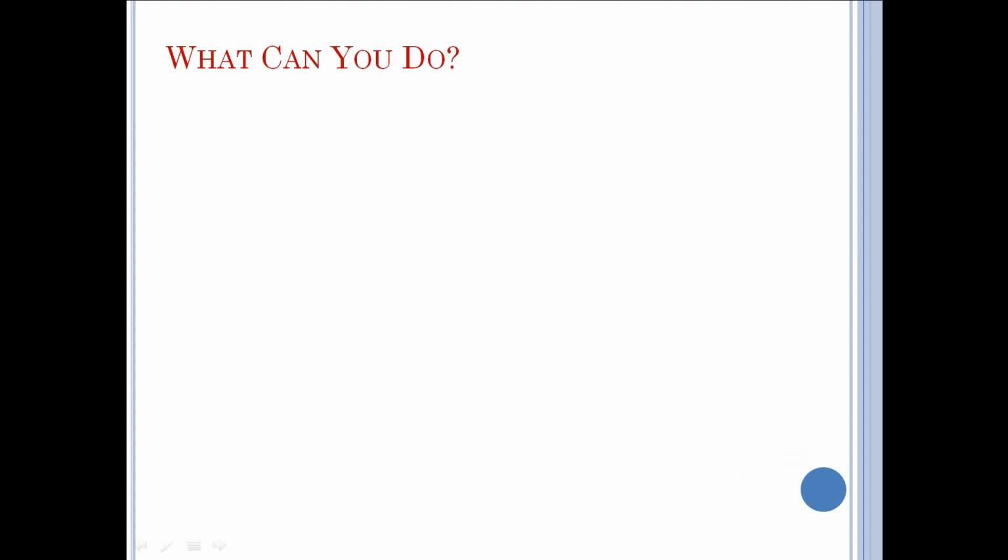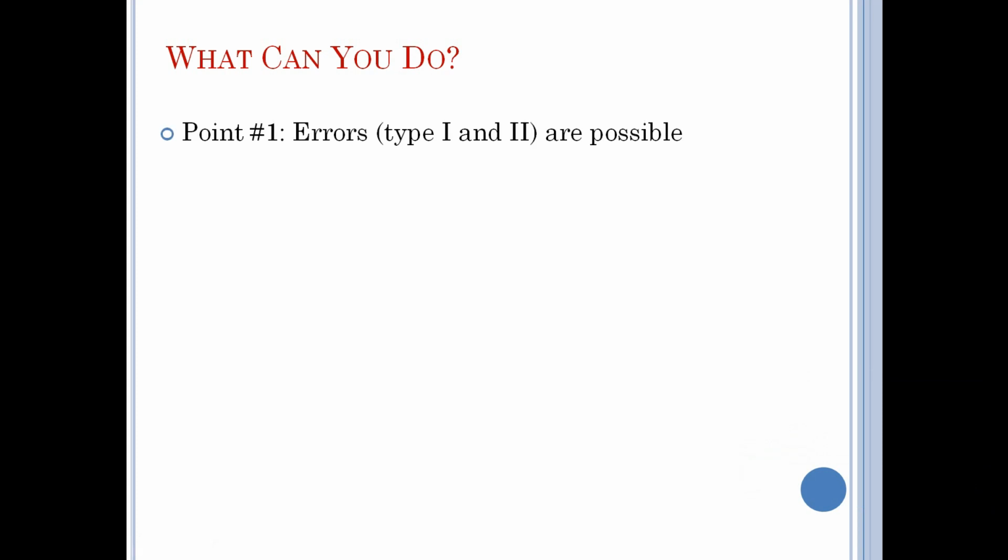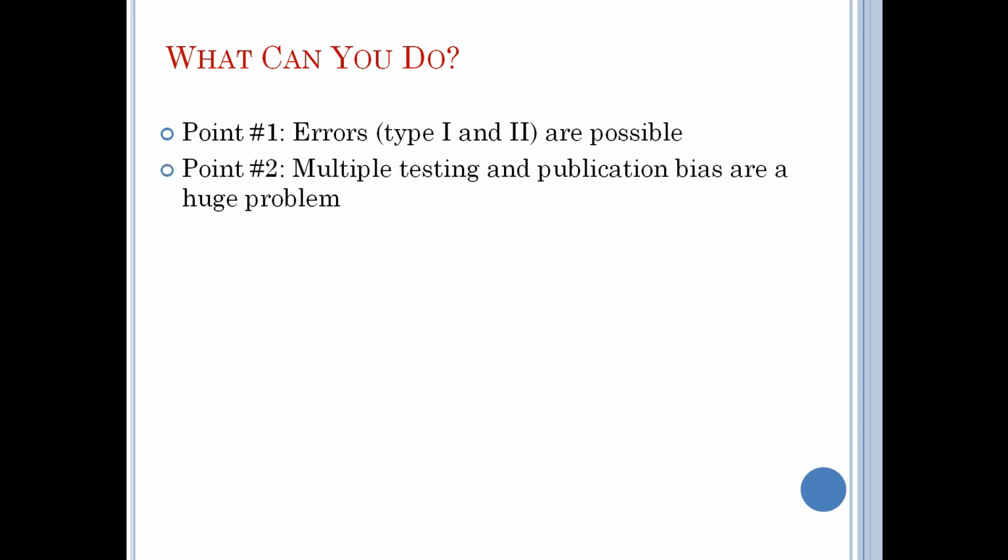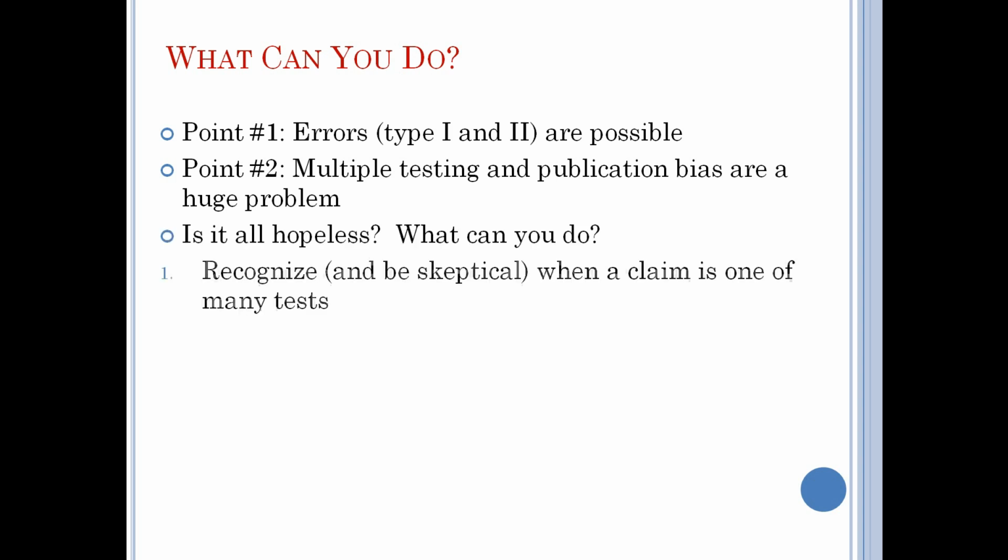So let's look at the problems that we will face. The first problem is the fact that we will make errors. We have type 1, we have type 2 errors. The other problem is that because of financial reasons, most of the time we will do multiple testing. And we might end up publishing something that is significant even though it's not. So how can we avoid these problems?